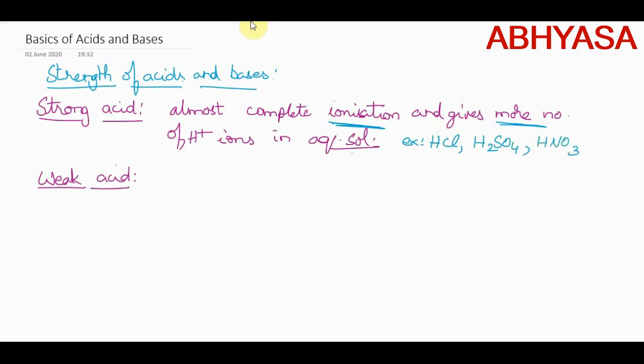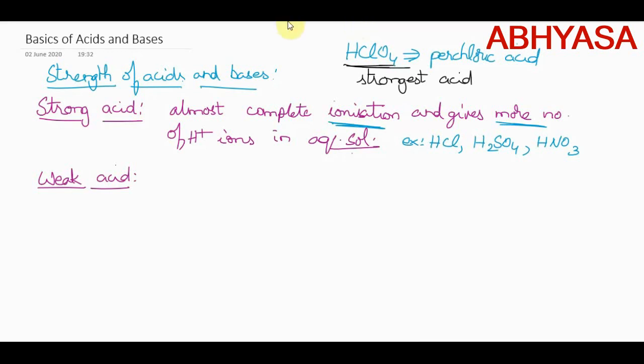And remember one thing, this HClO4 is called perchloric acid. Among all the known acids, this is the strongest acid. This is the strongest known mineral acid. So that is the strongest acid which we come across in our syllabus. So that is perchloric acid, whose formula is HClO4.